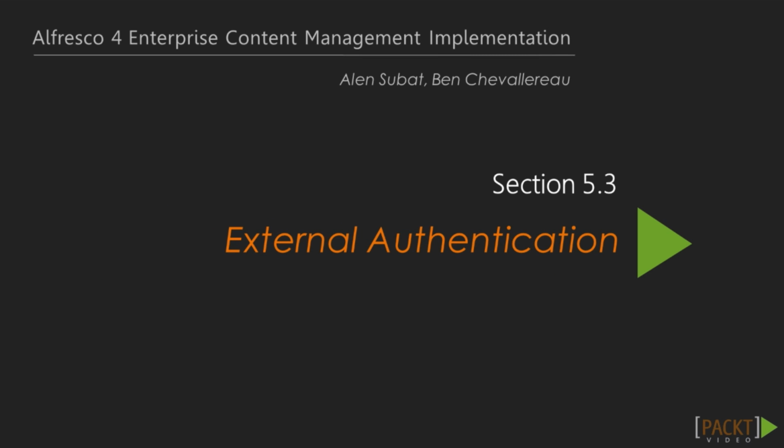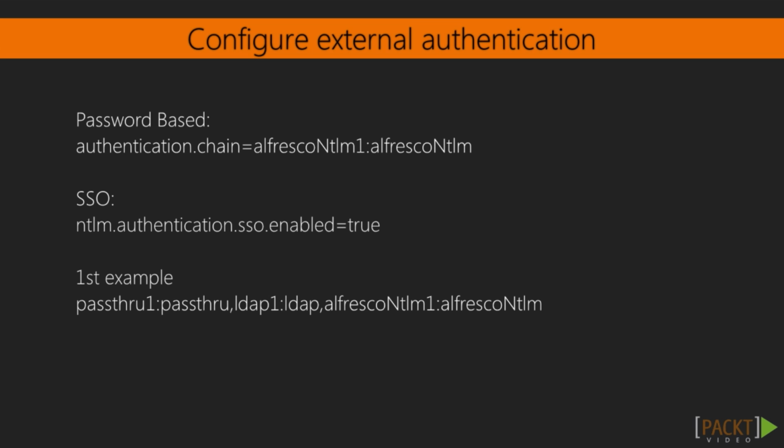Hi all, and welcome to the third video of section 5. In this video, we'll see how to configure Alfresco to use external authentication subsystems. The entire configuration resides, as usual, in alfresco-global.properties. So, the first thing to achieve is the authentication chain. Suppose we want to use Alfresco built-in authentication, but we would like to use Active Directory through SSO as primary authentication system. We should use something like this.